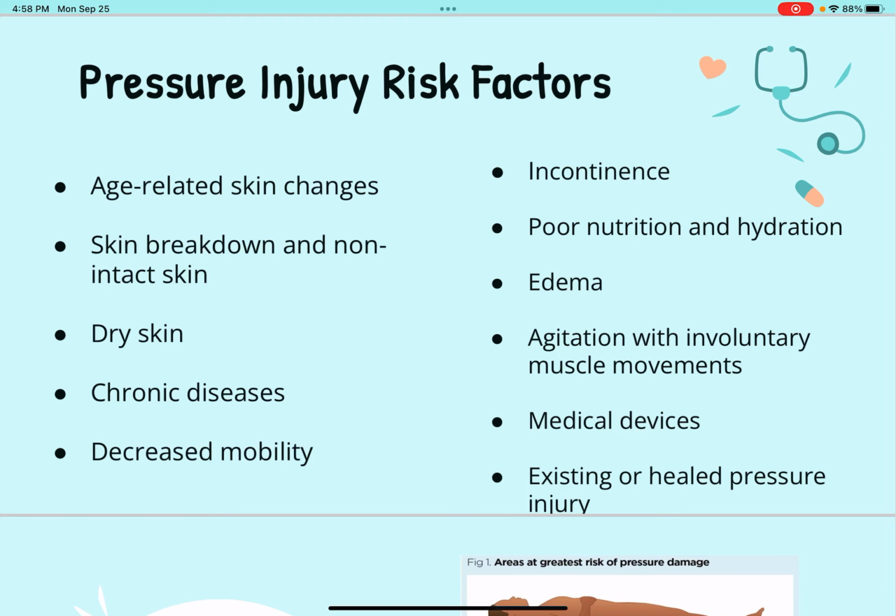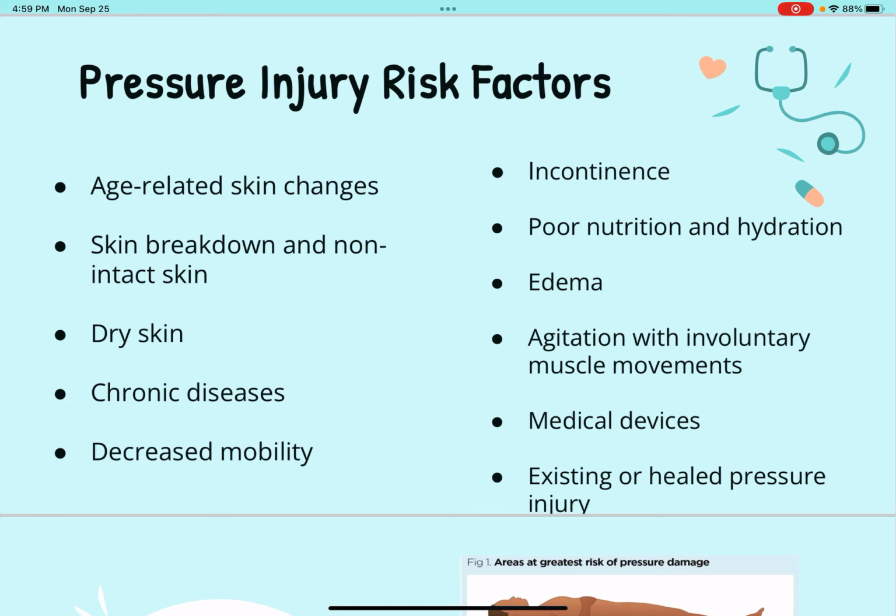Poor nutrition and hydration are risk factors for pressure injuries. A balanced diet nourishes the skin. Fluid balance is needed for healthy skin. Edema, which is the swelling of body tissues with water, is a risk factor for pressure injuries. Agitated patients with involuntary muscle movements can have rubbing or friction against the linen and other surfaces, which increases their risk of developing pressure injuries.